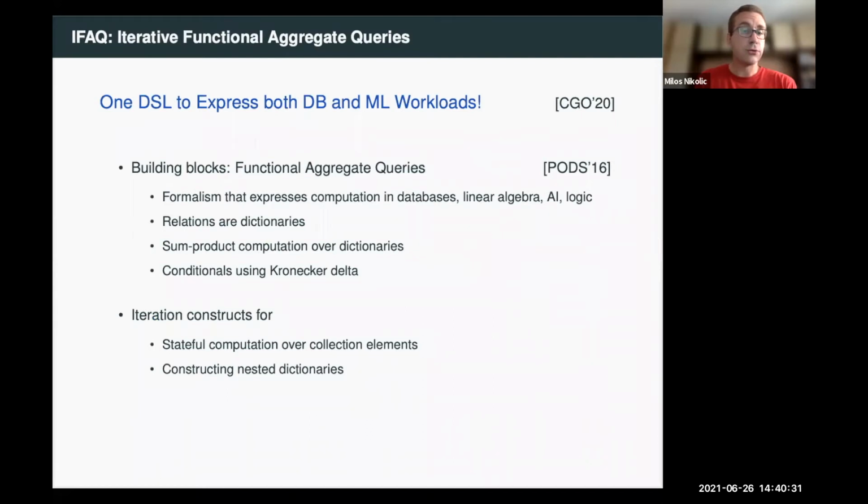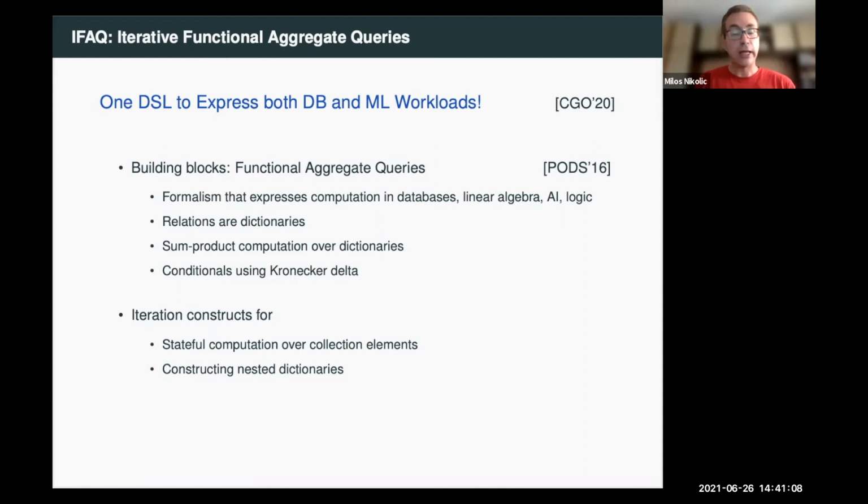In the remaining part of this tutorial, I would like to highlight our effort on IFAQ, on iterative functional aggregate queries. The goal here is to design one DSL, one domain-specific language, to express hybrid machine learning and database workloads and to automatically optimize such workloads. IFAQ consists of functional aggregate queries as building blocks, which is a formalism that expresses computation in databases, linear algebra, AI, and logic, and has been introduced in PODS 2016 by Hung and others.